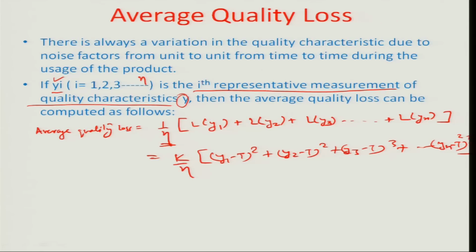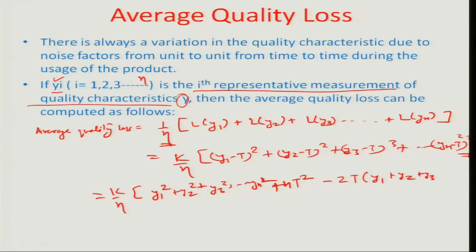And we can represent this in a very convenient manner, because we can do some manipulations here. If we gather together these values, you have y1 square plus y2 square plus y3 square, and so on up to yn square. And then you have plus n t square, I am sorry, there are exactly n t square values which emanate here. And then you have minus twice t times (y1 plus y2 plus y3 plus so on up to yn).